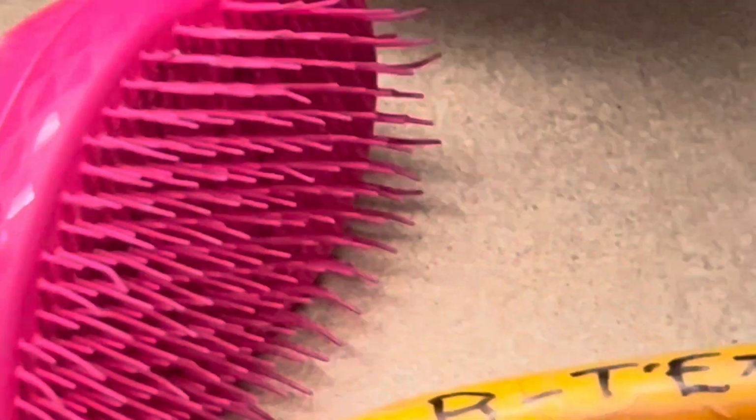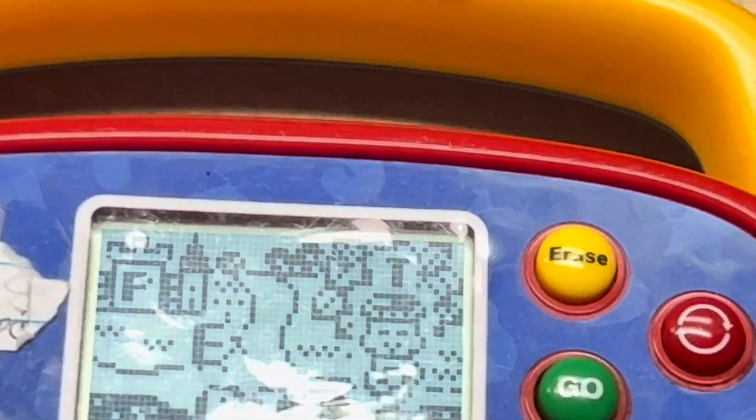Pie. Spell the word pie to fix the bridge. P. I. E. Genius.